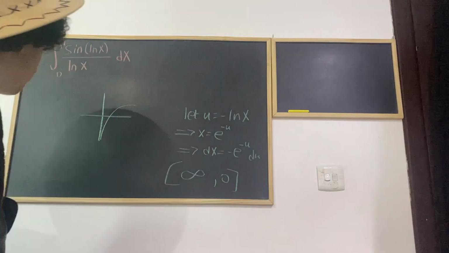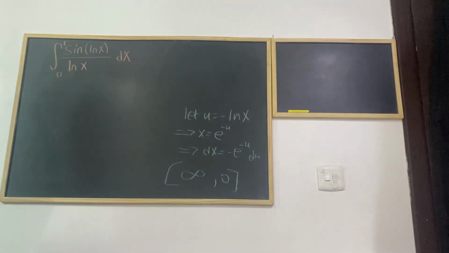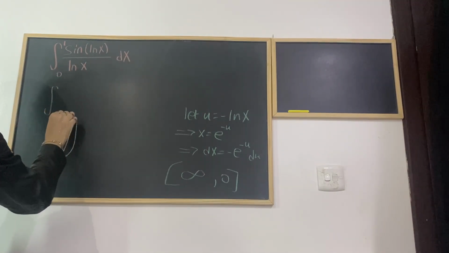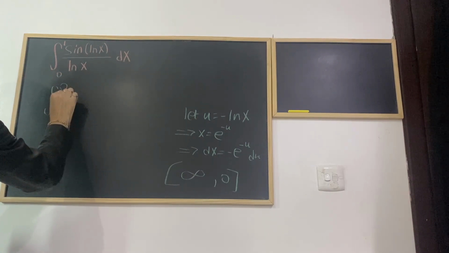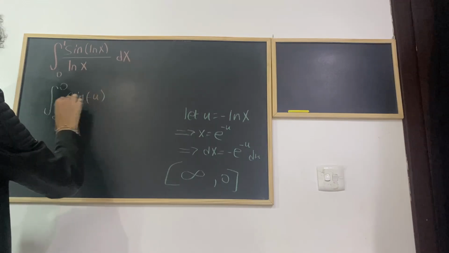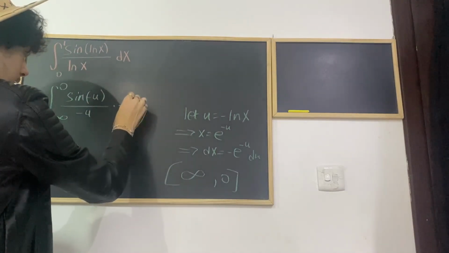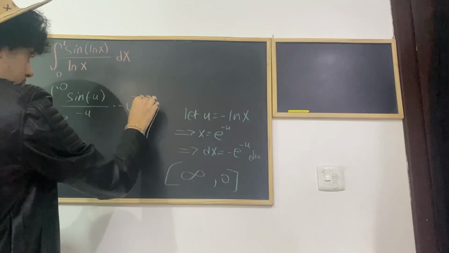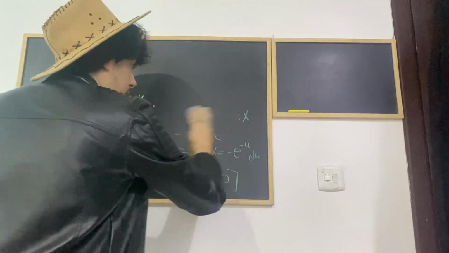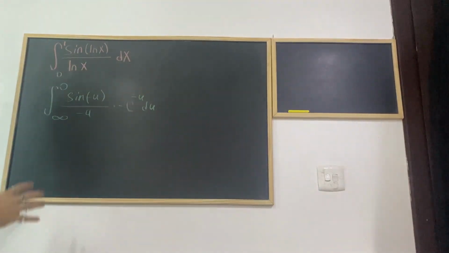Let me just erase this little graph here, and let's rewrite our integral now. So here we have the integral from infinity to 0 of sin(negative u) all over negative u multiplied by negative e to the power of negative u du. So let me just erase the working out here because we don't need it anymore. So this is our new integral.